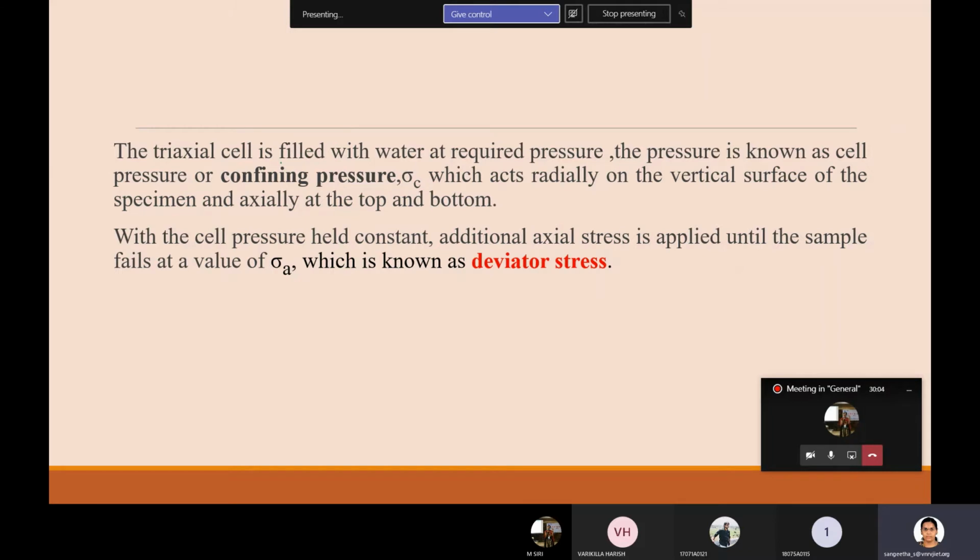Then an additional axial stress is applied. This additional axial stress, sigma A or sigma D, is known as the deviator stress. And how long do you need to increase this axial pressure? You have to increase it till your specimen cracks or fails.